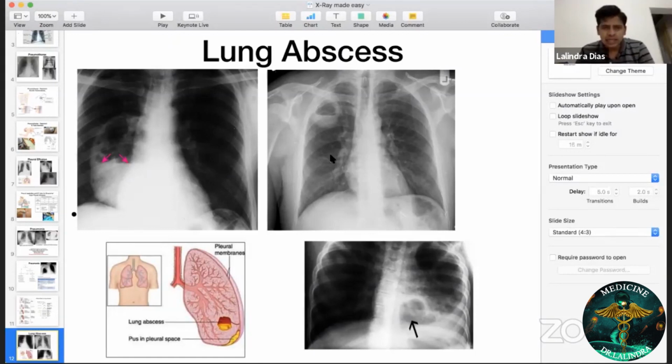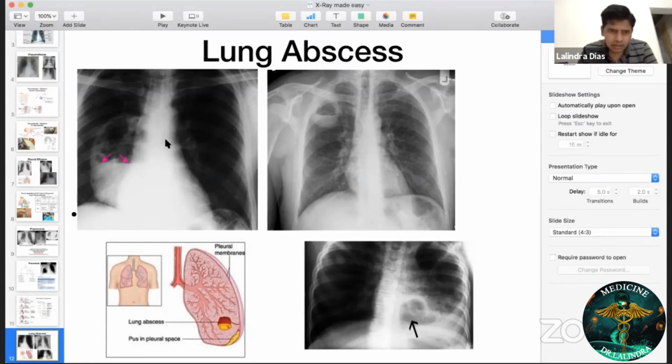You can see here in the lung abscess, it's a rounded opacity. It's a rounded lesion. Can you see the rounded lesion here? Here there's another nice rounded lesion. It's nice to the doctor, but not nice to the patient. It's a very serious condition. And here you can see another rounded lesion. Can you see the appearance is rounded?